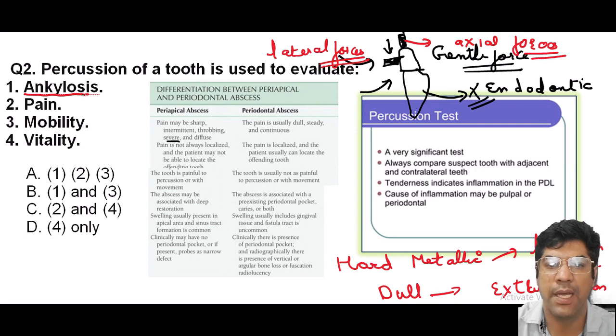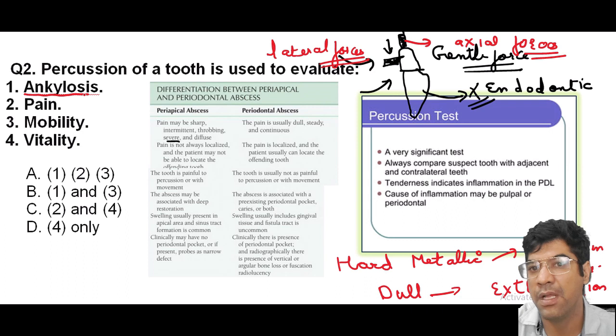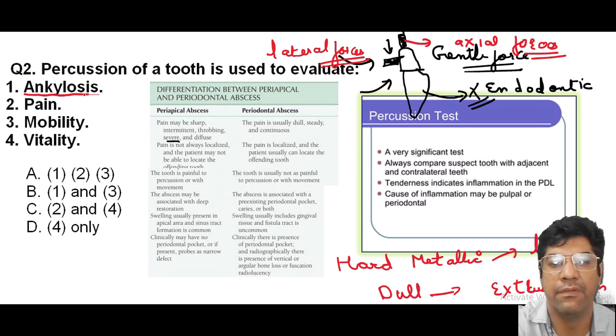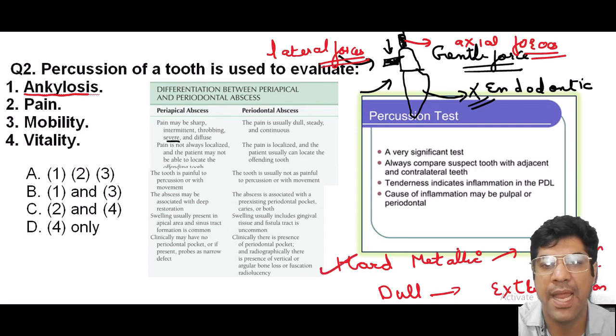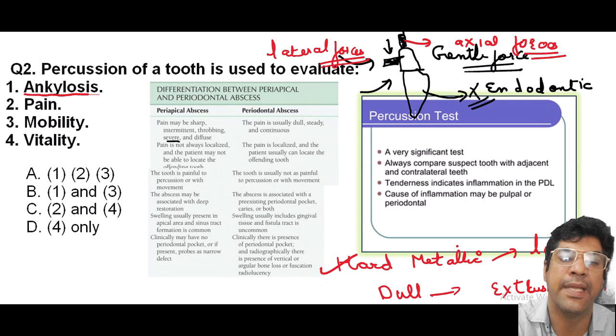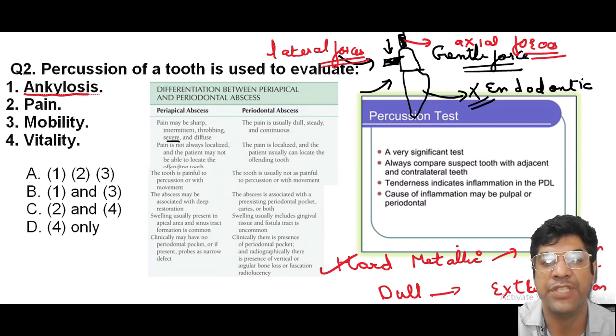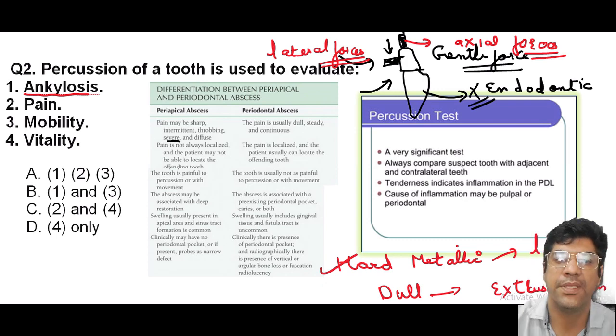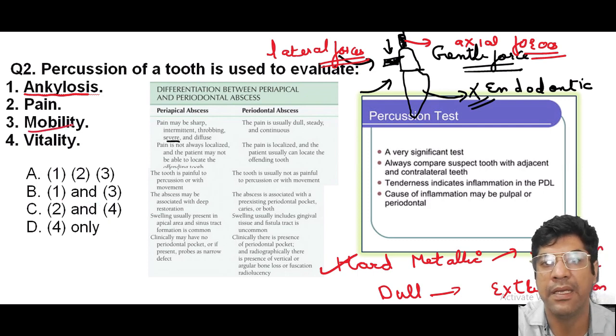So the sound elicited by percussion is of diagnostic value, as we have discussed: the hard metallic sound will tell us that the tooth is locked in the bone, and the dull sound would indicate that there is extrusive luxation. Option 3, mobility. The percussion is also used to assess the mobility of tooth. The healthy tooth should have little or no mobility.